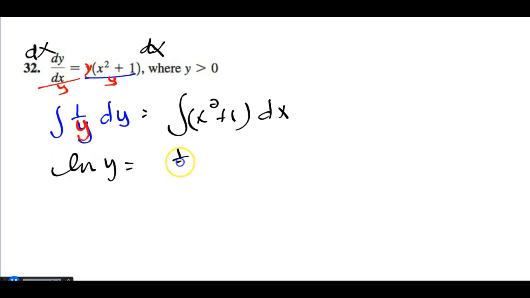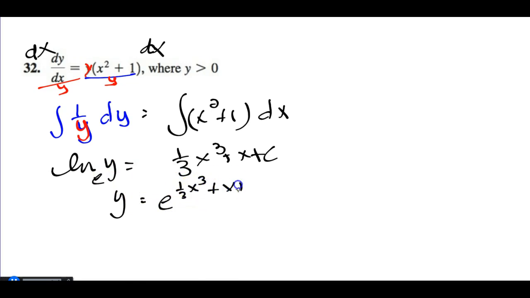The integral here is the ln of y, 1/3 x cubed plus x plus c, just practicing integration techniques. And then I do my e to the definition of logs, b to the y equals x. So again, you could say this is really e to the negative 1/3 x plus x times e to the c, and just bring this out.